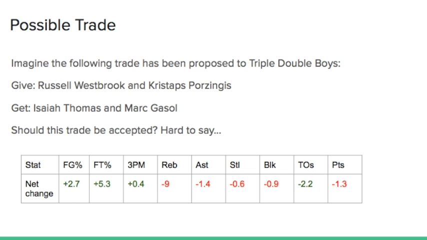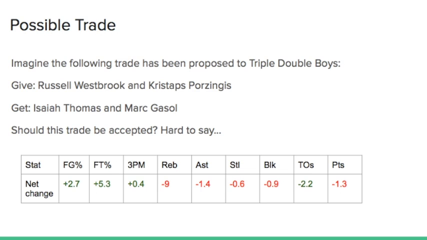So in this slide, we show what a possible trade might look like. Here, we selected randomly 2 players to give away from our roster, Russell Westbrook and Kristaps Porzingis, in which we would get in return Isaiah Thomas and Marc Gasol. So, in doing so, one could calculate by hand the certain plus minus in each of the 9 major categories.